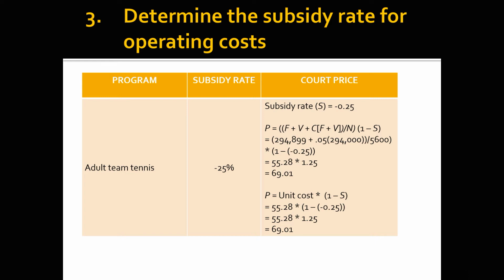$69.01. You could also, this would be easier, you could do the unit cost. We've already figured out we need $55.28 to charge for the tennis court in order to break even on our operating costs. We multiply that by 1.25 because we're making profit. And so we get the 69.